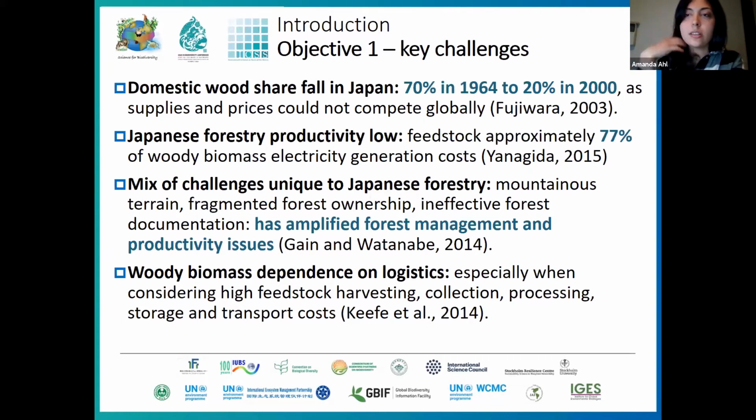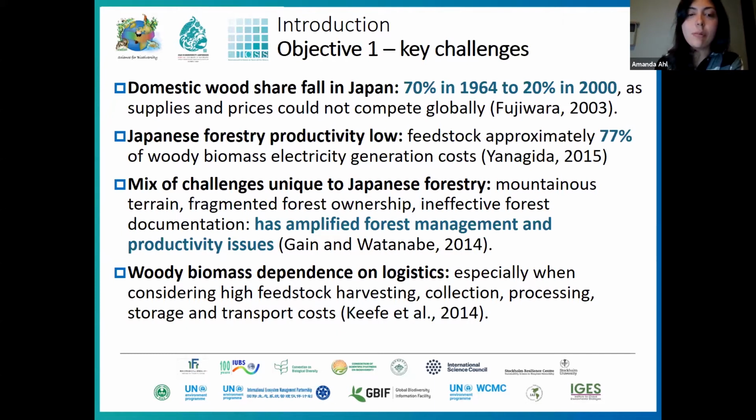As an introduction to the first objective, finding out what the challenges in Japan are, a bit of background: woody biomass in Japan used to be a really big industry. In the 60s, domestic wood accounted for about 70% of the share of wood in Japan, but this fell to about 20% in the 2000s, basically because it can't really compete with global prices. Japanese forestry productivity right now is pretty low, because of a mix of challenges that are pretty unique to Japan, for example mountainous terrain, fragmented forest ownership, and ineffective documentation.